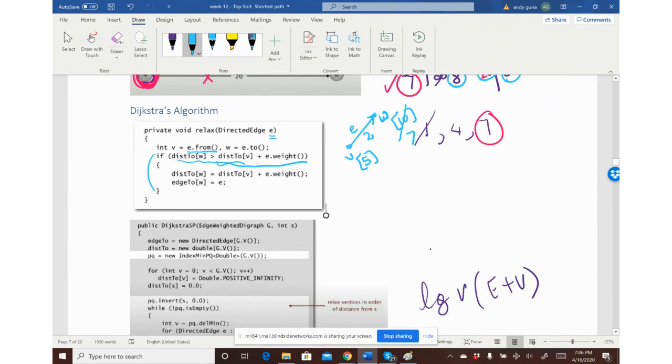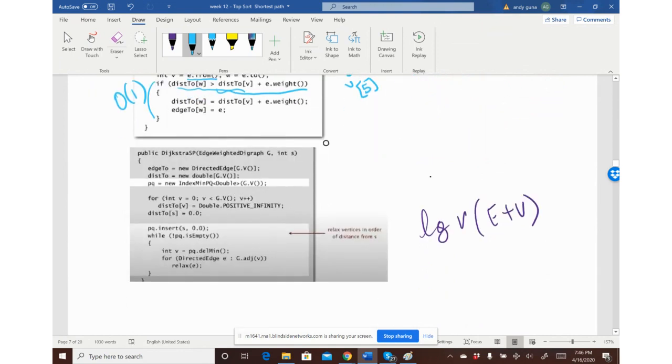Now, this algorithm is big O of 1. It's just, whenever you call relaxing an edge, that means you look at the edge and consider whether the distance can be reduced. So here's the main priority queue algorithm, Dijkstra's algorithm.